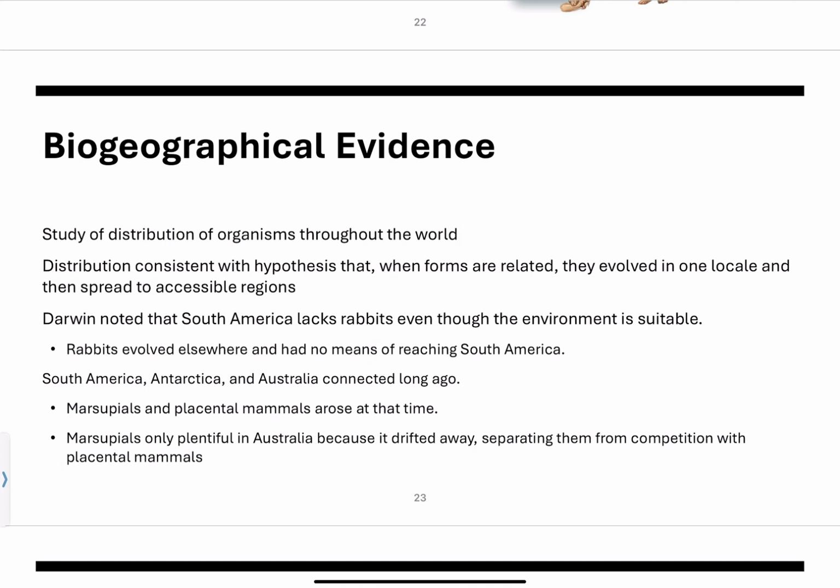The distribution of marsupials adds more depth to this picture. So millions of years ago, South America, Antarctica, and Australia were connected as part of this southern supercontinent. So marsupials like kangaroos and possums and placental mammals both arose at the same time. When Australia drifted away, it carried its marsupial populations with it, isolating them from the competition posed by the placentals. As a result, marsupials flourished in Australia while placentals dominated everywhere else. So in fact, the possum is the only marsupial native to America today.